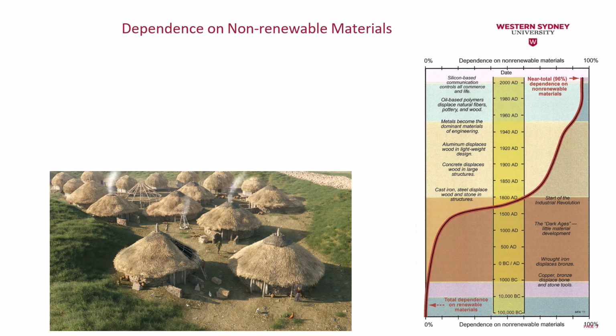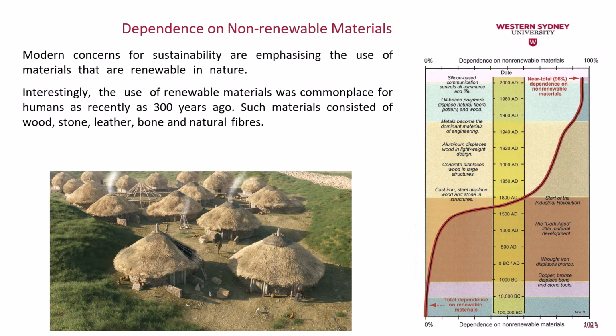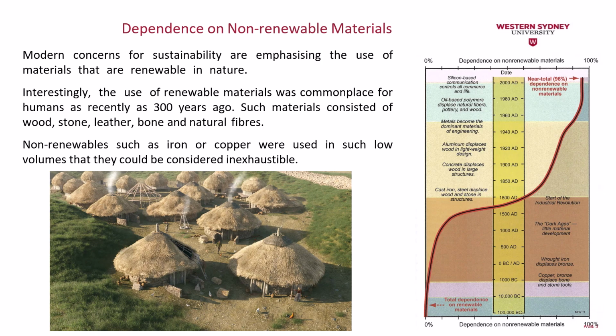First, dependence on non-renewable materials is one of the main issues we have nowadays. Modern concerns for sustainability are emphasizing the use of materials that are renewable in nature. Interestingly, the use of renewable materials was commonplace for humans as recently as 300 years ago. Such materials consist of wood, stone, leather, bones, and natural fibers. The non-renewables such as iron or copper were used in such low volumes that they also can be considered to be inexhaustible.